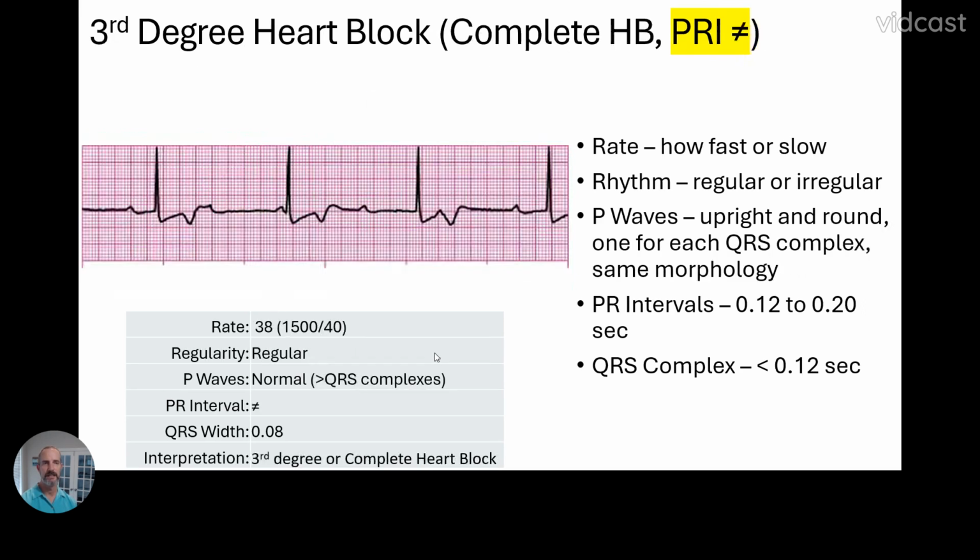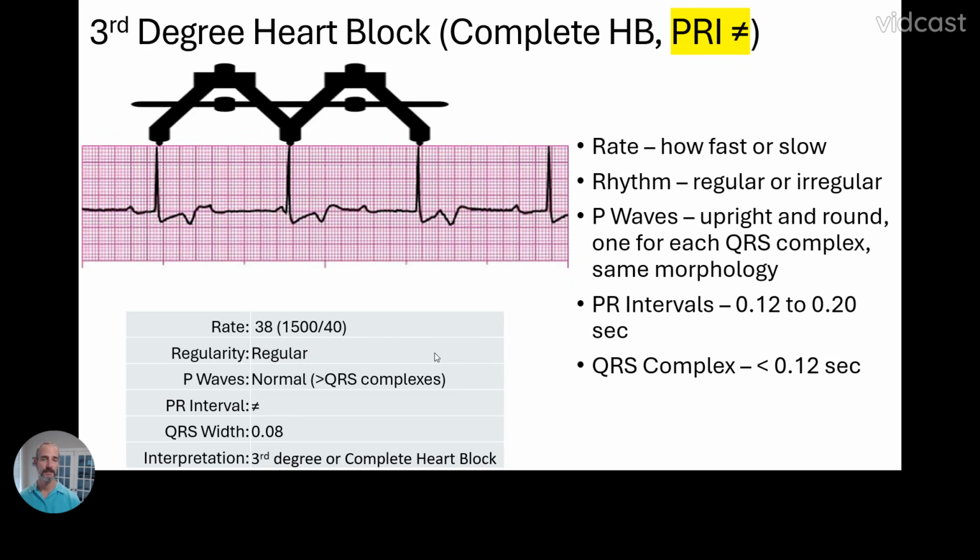All right, so let's get into the final one, which is a third degree heart block, sometimes referred to as a complete heart block. Note the highlighting at the top. You are going to have unequal PR intervals with this one. However, let's look at the regularity. It's perfect. Look at this. 1, 2, 3. All of those are the same distance apart, which is 40 of those small boxes. All right, so that gives us a rate of approximately 38. So it is a regular rhythm.